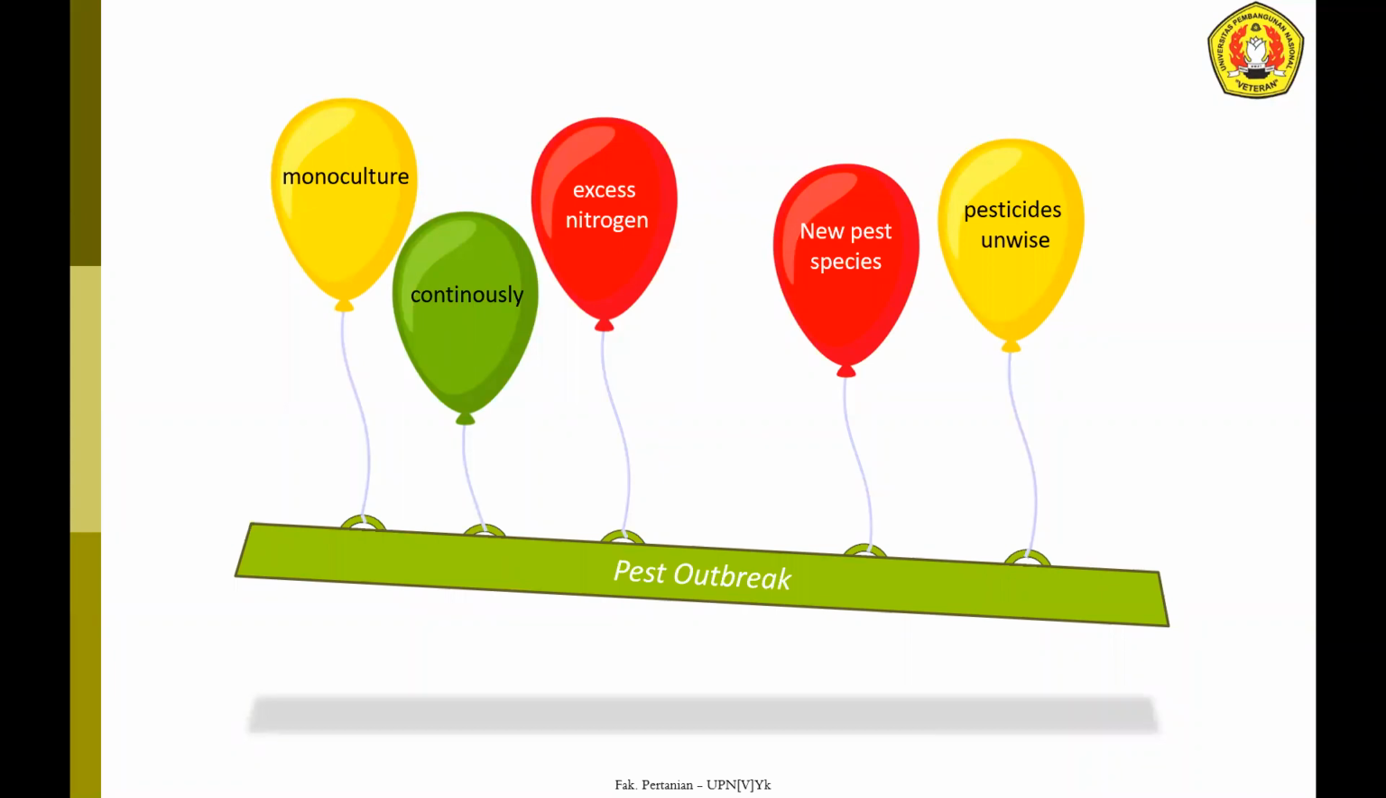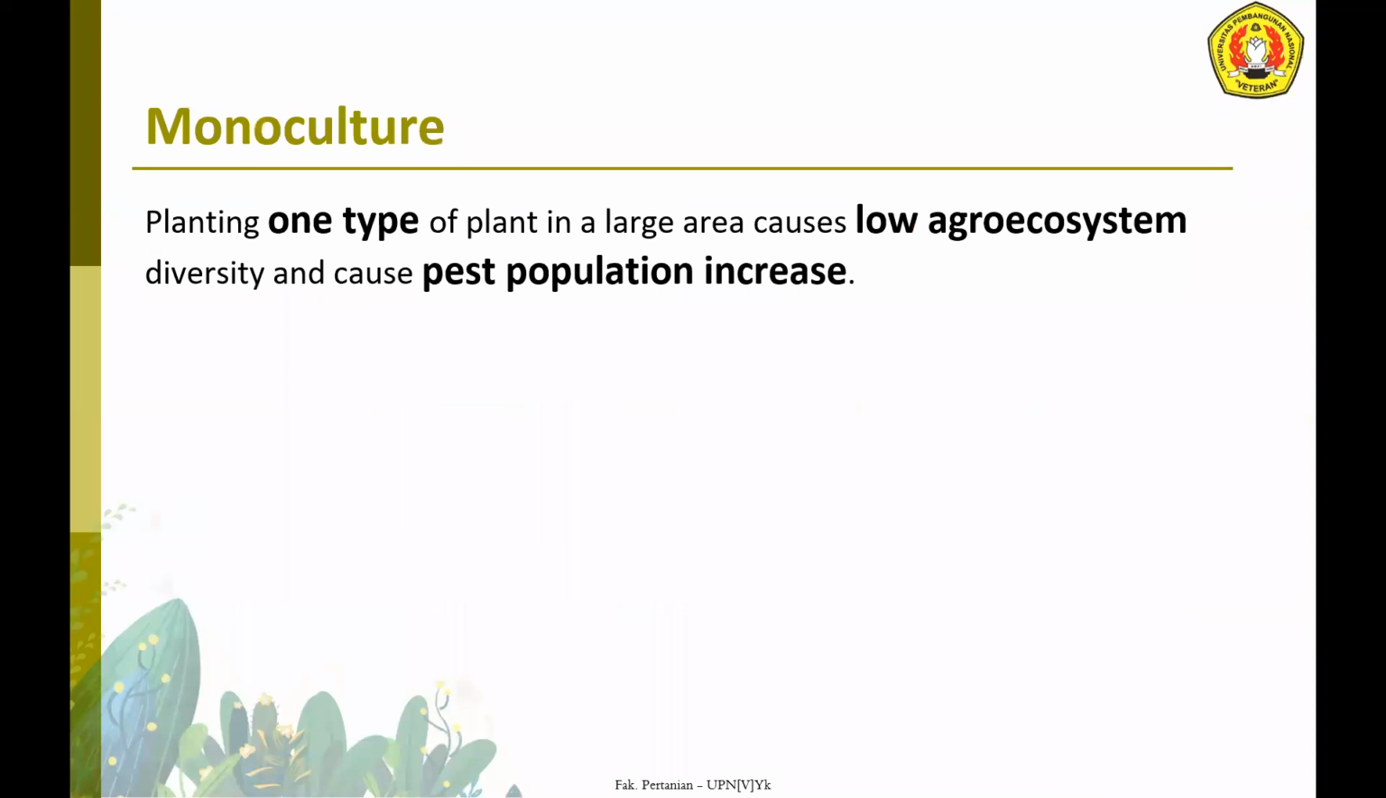So there are some factors that can cause pest outbreak. Number one is monoculture. Planting one type, satu jenis tanaman of plant in large area, di area yang sangat luas, sudah areanya luas, jenisnya sama semua. Itu artinya akan membuat a low agroecosystem diversity, keragaman agrosistemnya rendah. Low agroecosystem diversity will cause pest population increasing.